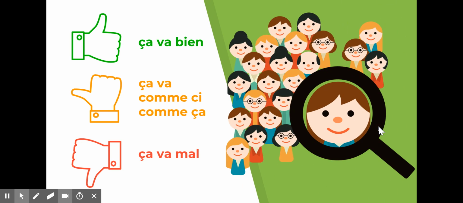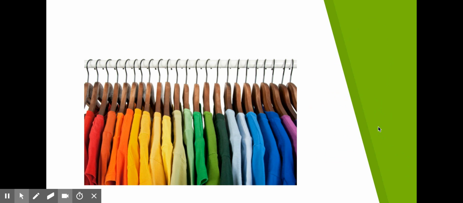Okay, ça va bien? Ça va comme ci, comme ça? Ou ça va mal? Oh, et ça va mal aussi, d'accord. Alors, bien. Répétez, s'il vous plaît.